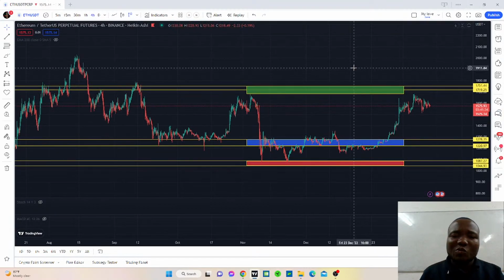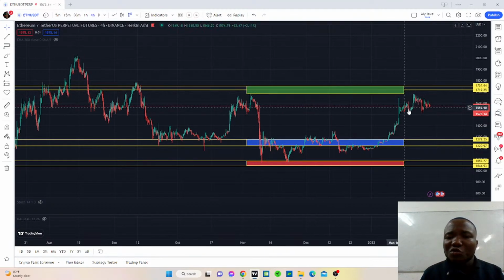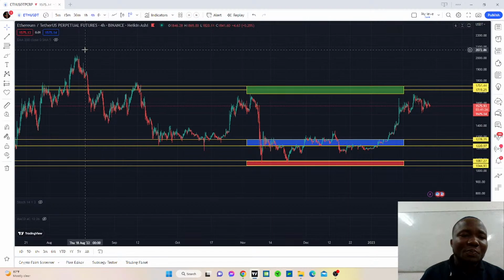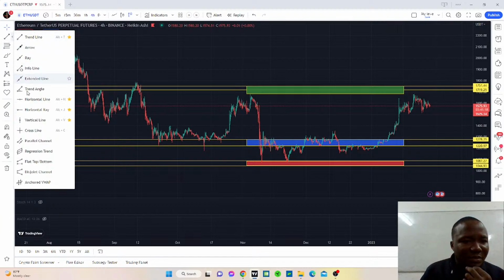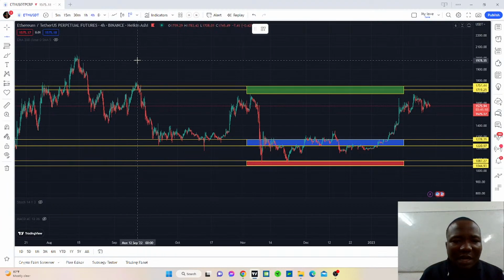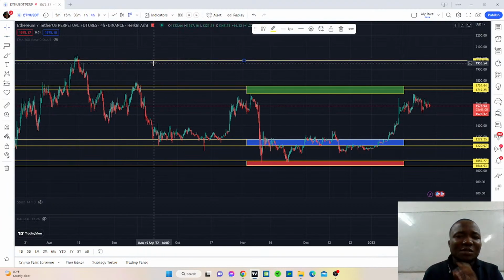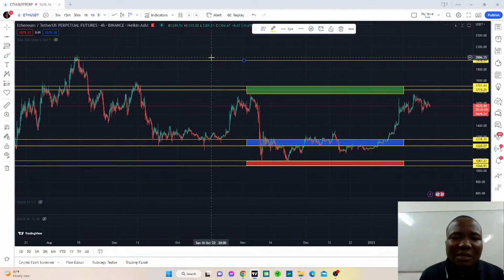Take note, when you are to create your zones, you should not make it a single line. Let me show you what I mean by single line. You see, this is a horizontal line. I've explained this in my previous video. So let's say I put the line here now. Some traders make the mistake of making this single line their support and resistance level. No, it's wrong. You have to make it a zone. You have to put one line up and one line down.